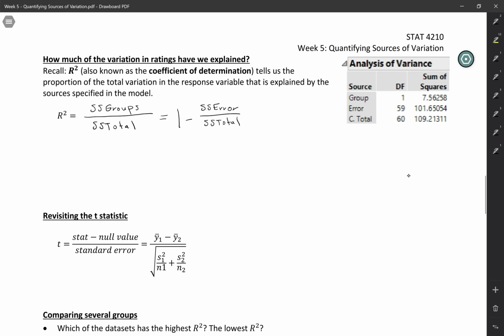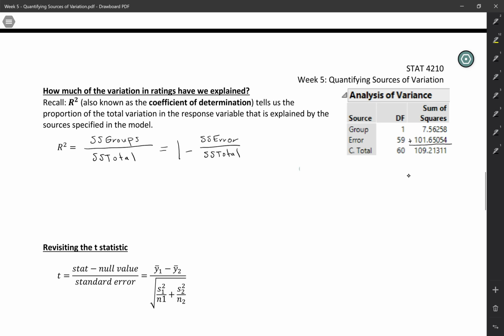And I can see when I look at these values that if I add up my sum of squares for groups and my sum of squares for error, that gives me the sum of squares for total. Sometimes we say we have decomposed the variation or just broken up the variation into its parts. So we had our sum of squares total, and we broke that up into the sum of squares for groups, which is the explained variation, plus the sum of squares for error, which is the unexplained.